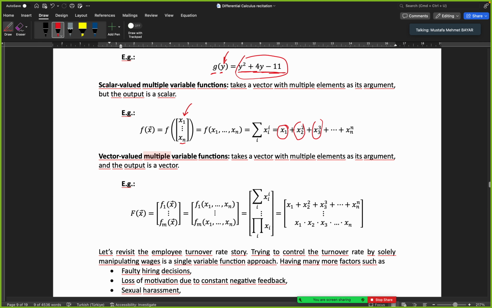And we also have a final version of it. You again have an argument vector, but this time you have capital F of x, which contains many subfunctions. Let's say m of them.